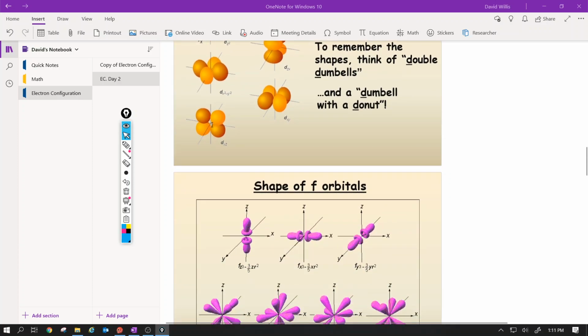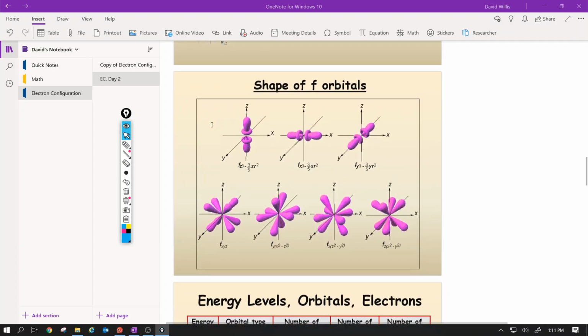And then the F orbitals, of course, are just completely bizarre, and I'm not going to try and describe their shape. I said I wouldn't, so I won't. Of course you can see that there are 1, 2, 3, 4, 5, 6, 7 F orbitals within that F sublevel, and so that will hold 14.